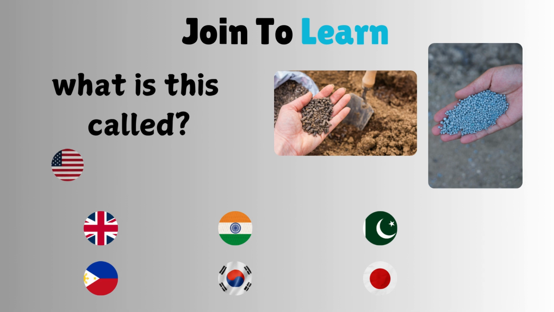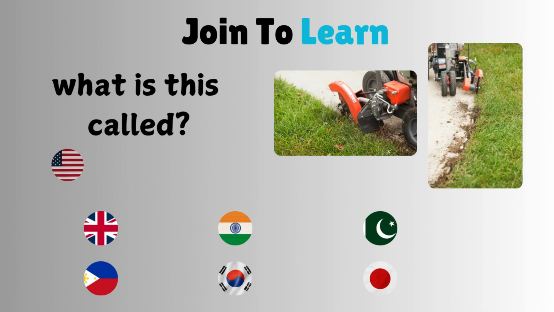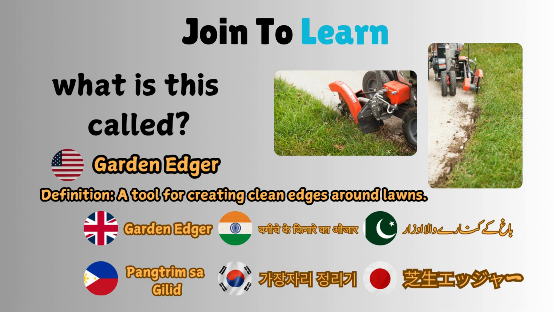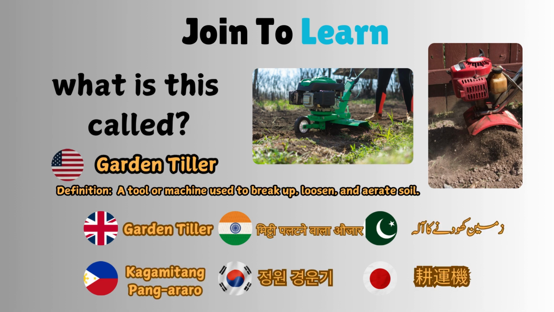What is this called? Fertilizer. A substance added to soil to enhance its fertility. What is this called? Garden edger. A tool for creating clean edges around lawns. What is this called? Garden tiller. A tool or machine used to break up, loosen, and aerate soil.